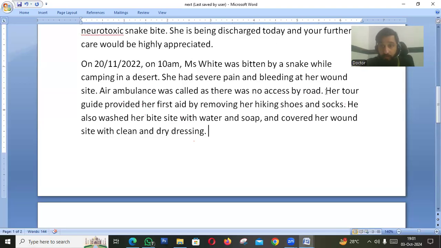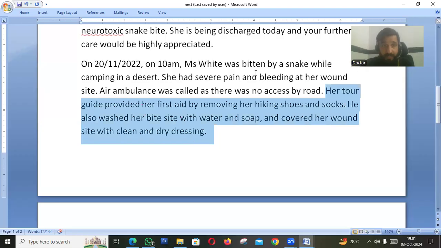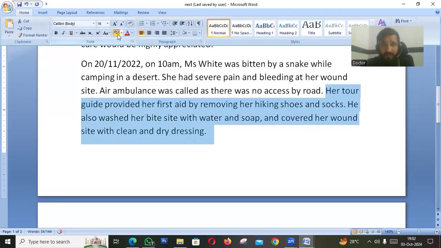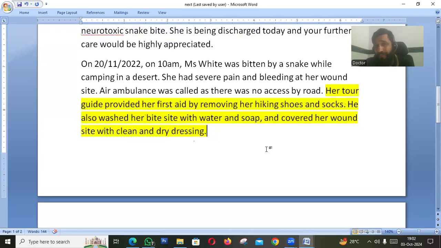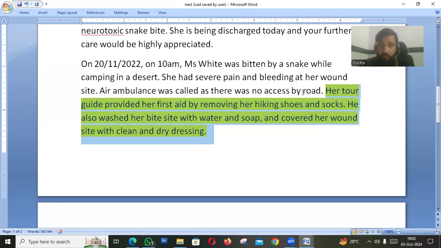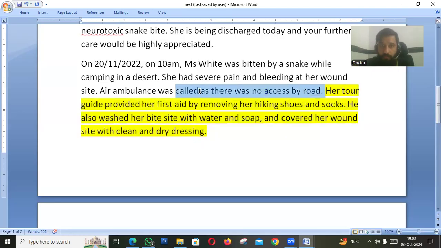So there was no need to write all of these details, because you are writing to a doctor, not to a layman. There was no need to write all of these things about the first aid. Just say first aid was given by the tour guide, that is enough. And there is no need to mention that there was no access by road. Very good, excellent. So you can skip this. You can just say an air ambulance was called. Even this you can skip, because you can mention the ambulance briefly somewhere else.